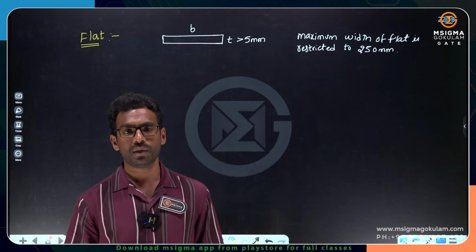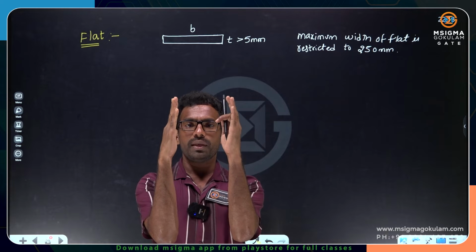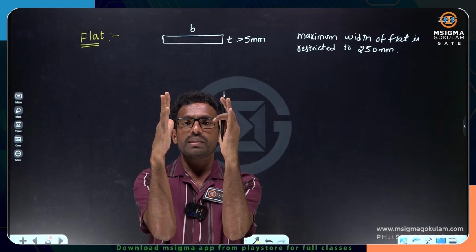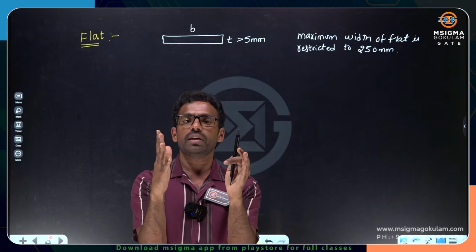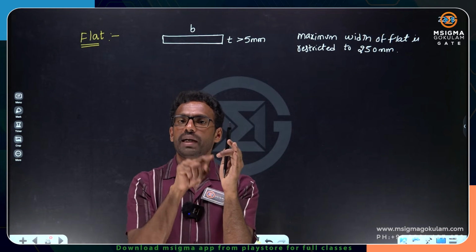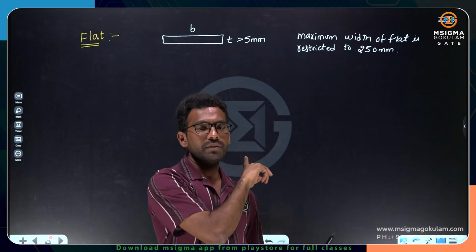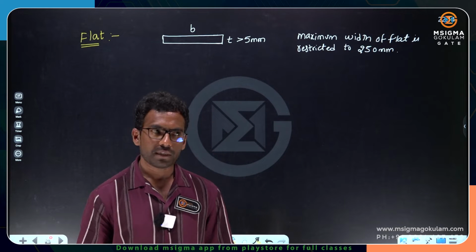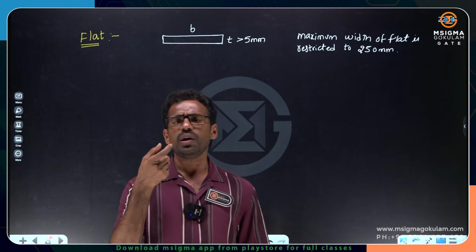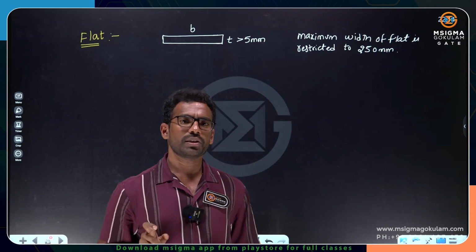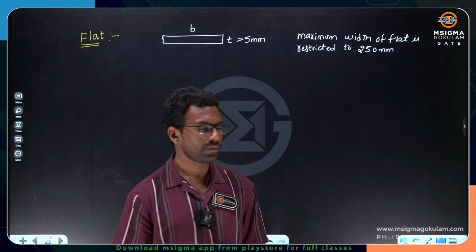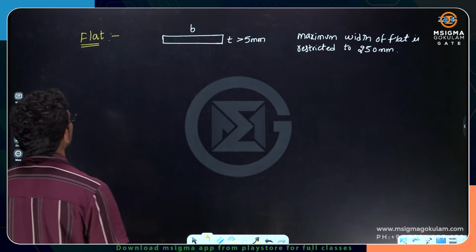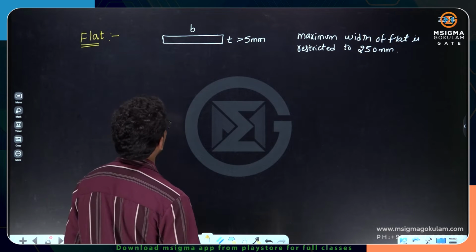As I told, built-up column means if a single column is not able to carry the load, two columns we place nearby and we connect them with the help of either lacing or batten system. Such kind of columns we use battening. For battens we are going to use the flat sections. Not only that, if you want to make certain joints in steel connections, we can go for the flat sections. And that is the main advantage of using flat sections.